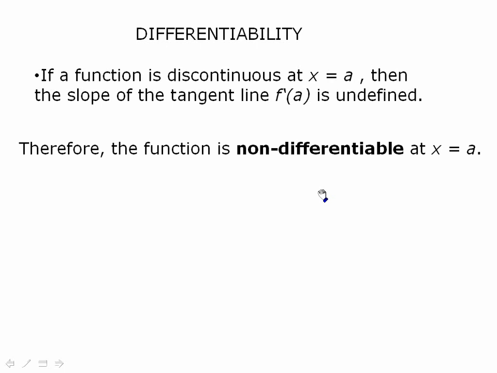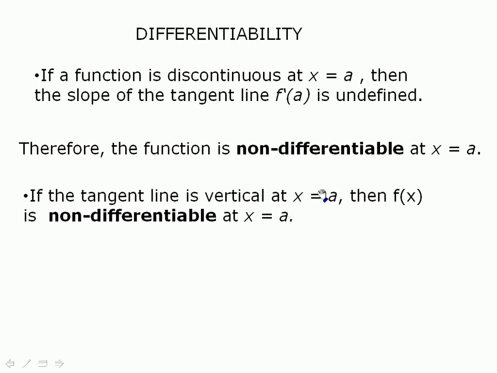So one of the things we're going to do early on in the unit is pay attention to areas where the function is differentiable or non-differentiable. Seems like a small thing. Down the road, it matters, however. If the tangent line is vertical at a certain point, then f at x is non-differentiable at x equal a. This also might make sense to you because for a vertical line, the slope of the tangent line is undefined. So because the slope of the tangent line is the derivative, it would be non-differentiable at that point.